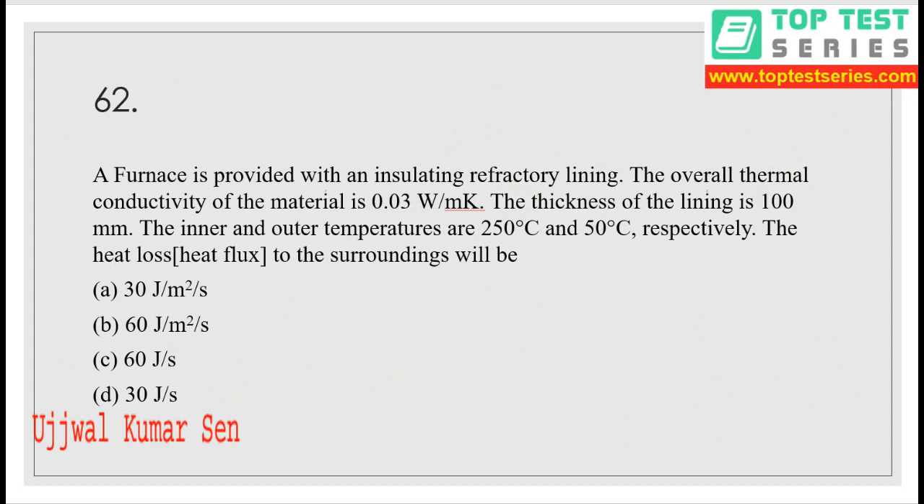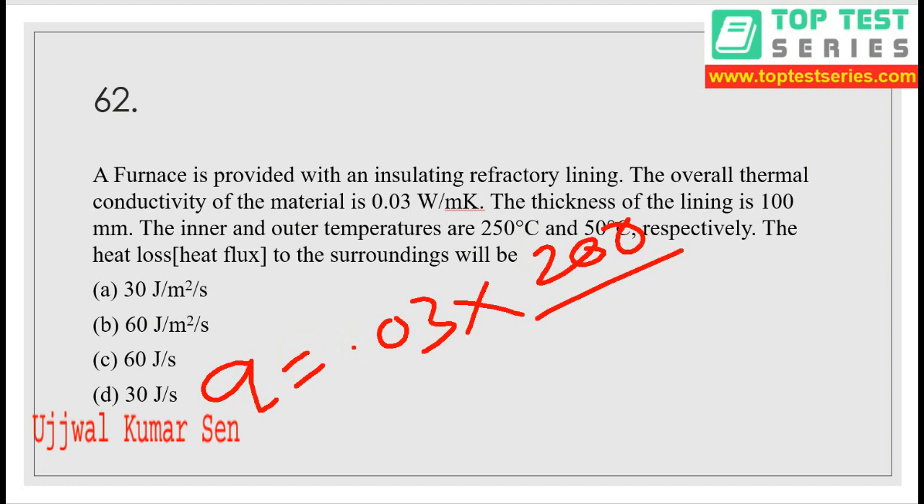Question number 62. A furnace is provided with an insulating refractory lining. The overall thermal conductivity of the material is 0.03 watt per meter Kelvin. The thickness of the lining is 100 mm. The inner and outer temperatures are 250 degrees centigrade and 50 degrees centigrade respectively. The heat loss, that is heat flux, to surroundings will be? We have to find out heat flux. So we know that, let's say small q is heat flux, q is equal to k, that is 0.03, and dT, that is 200, division dx, that is 100 mm. So we have to convert this into meter.